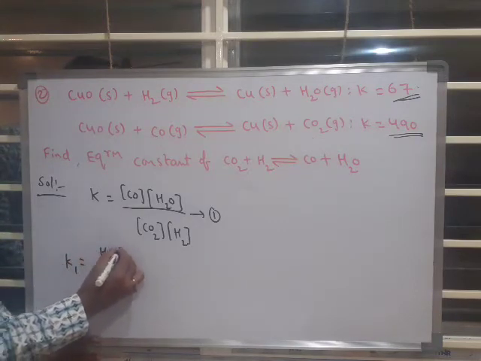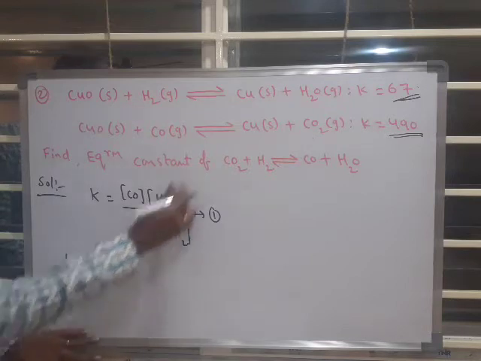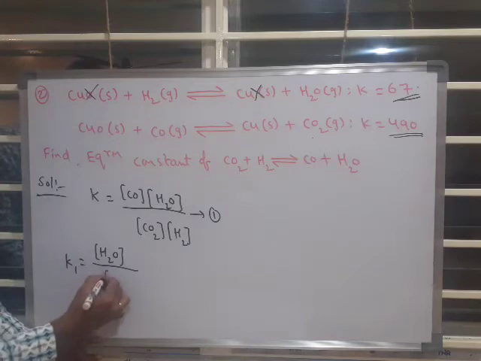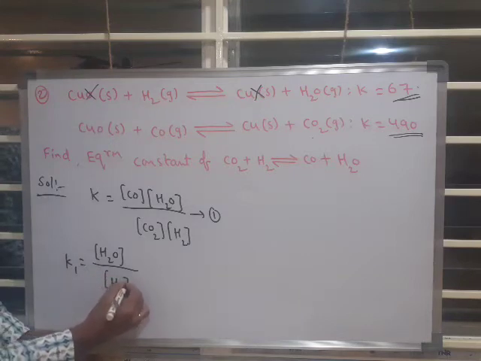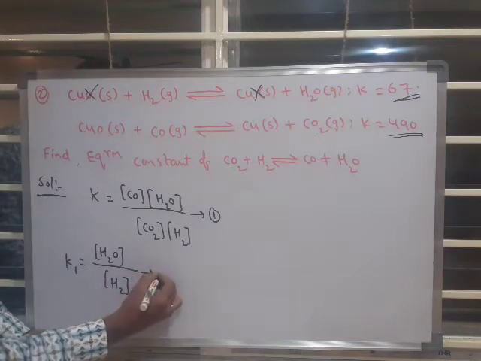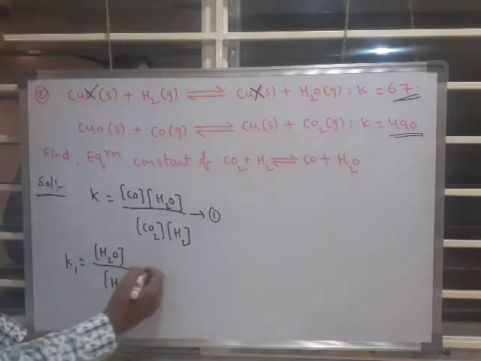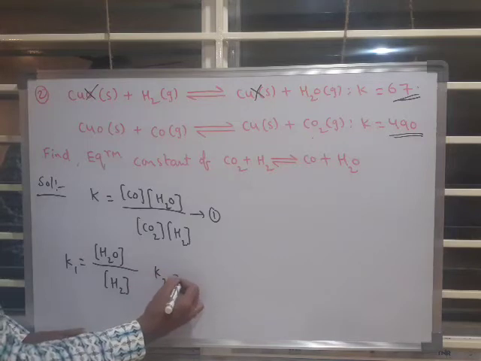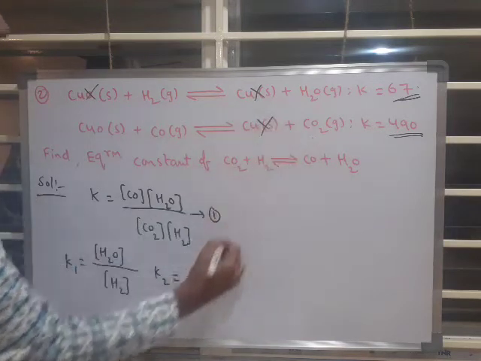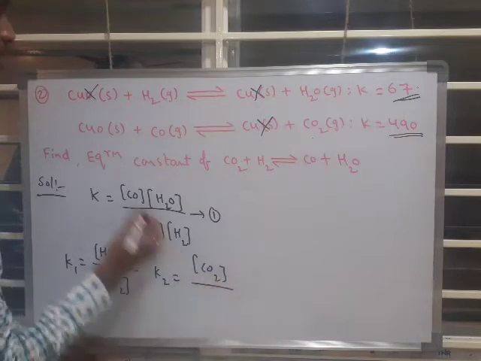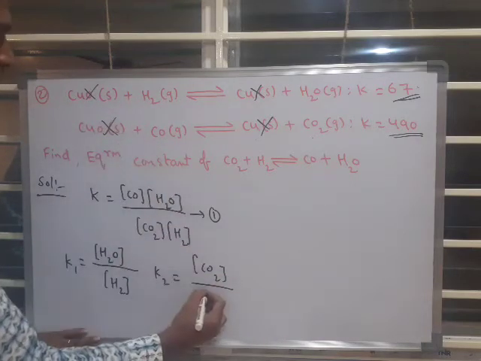K1 is the H2 concentration, since here it is solid. Here also it is solid. H2. So just write it as K1 only. Next, what is the K2? K2, it is a solid. Next, CO2 concentration. Here also solid, CO concentration.